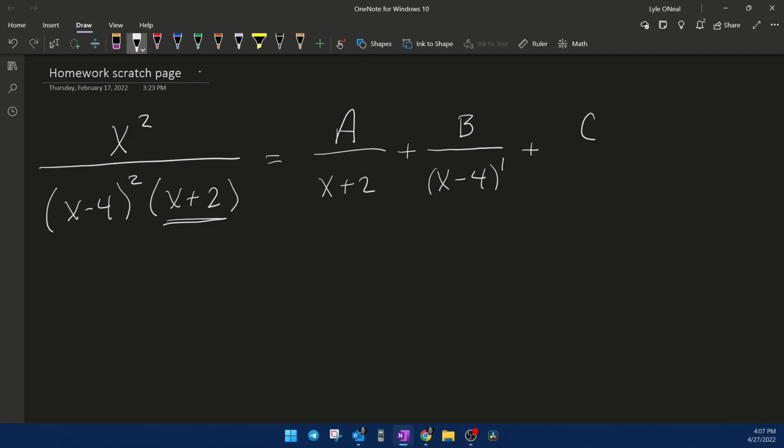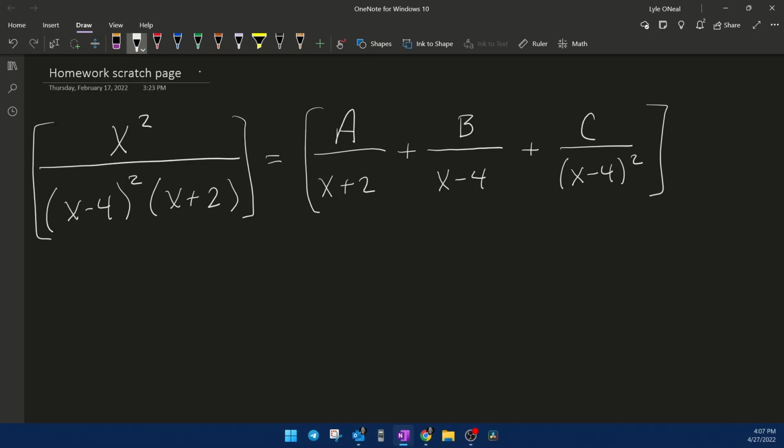And then we're going to have another fraction for the next power of the repeated linear factor, which is x minus 4 squared. And so in this case, notice I don't really need to write the x minus 4 to the 1, it's just x minus 4. We are going to have three variables we need to solve for. And so the next step is going to be to get rid of the fractions and then solve for A, B, and C. Now the way we're going to do that is we need to multiply the left-hand side and the right-hand side by the LCD, the lowest common denominator, which is this given denominator.